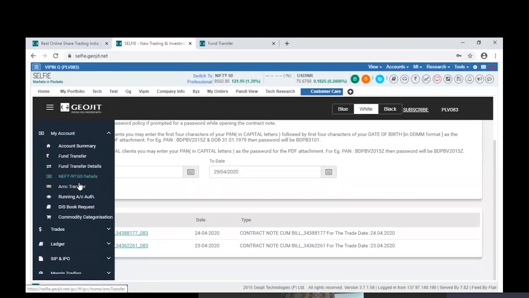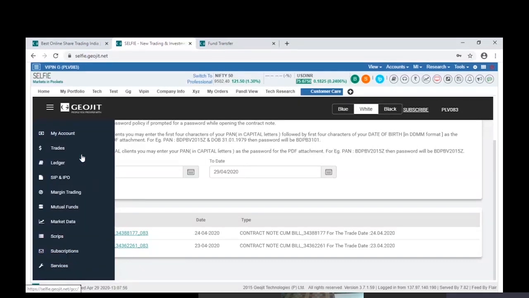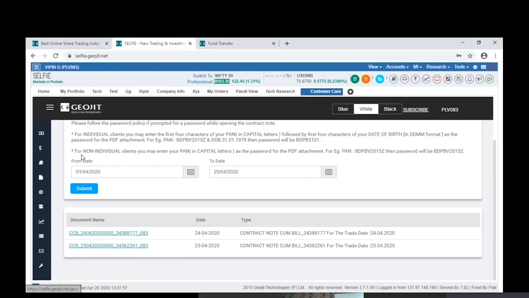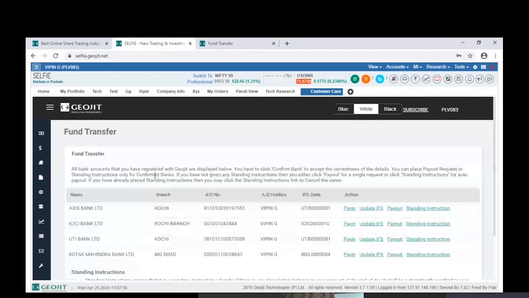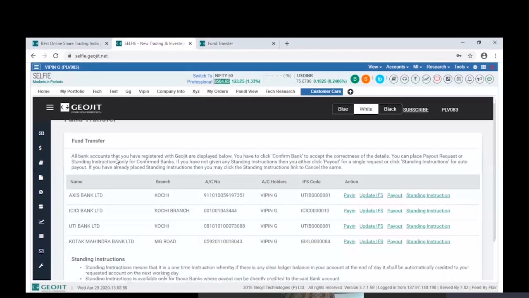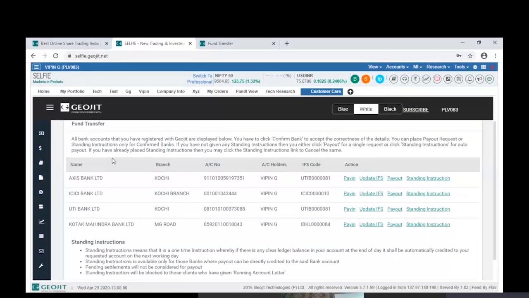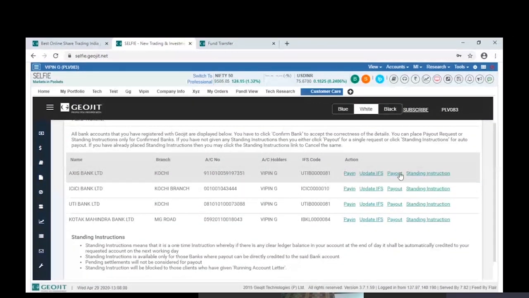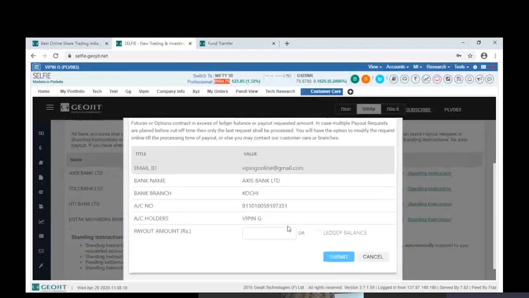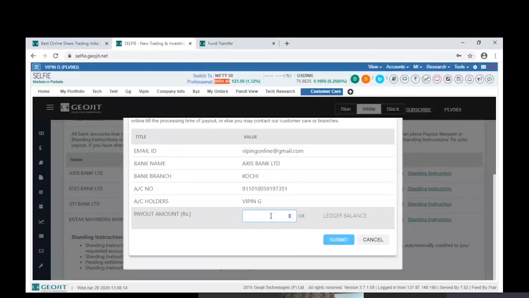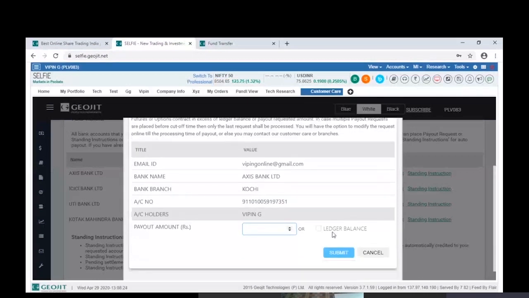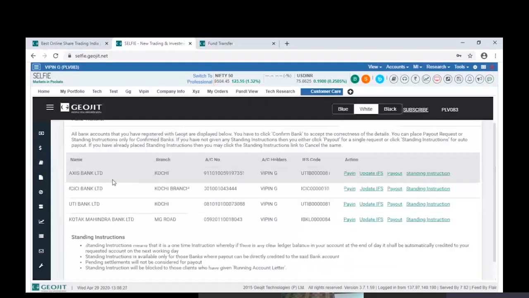Similarly, if you would like to take money out from Geojit, you can come over to the fund transfer option on the customer care site and give the payout instruction here. So I can ask for the payout. Once the payout is given, it will ask for the amount that has to be processed. Once you give the amount, by the end of the day the amount will be credited directly to your bank account. So this is how the payout instruction can be made.